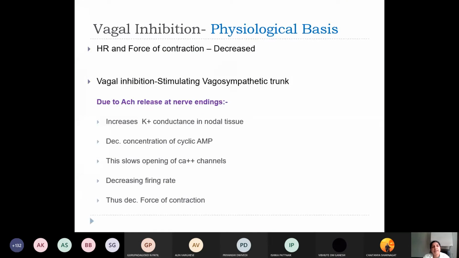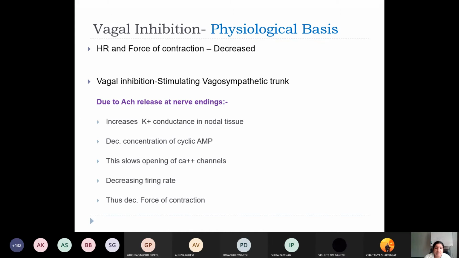So when we stimulate the vagus nerve, the inhibition occurs, and of course I told you the vagosympathetic trunk. Now what happens when the vagus nerve gets inhibited? What are the physiological molecular level changes that are occurring? What you have studied in general physiology.